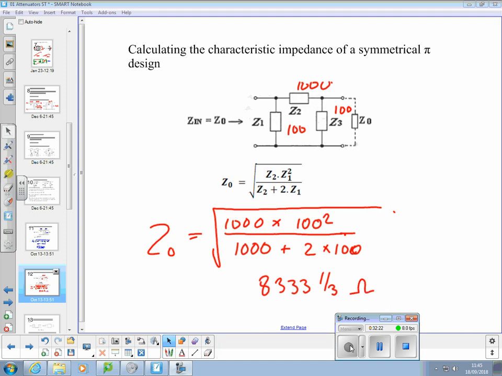So, same component values, completely different. That looks a bit high to me. You're in the square root with it. That's better. 91 ohms around there. So same components, completely different input and output impedance. Yep. And that's what you would expect.